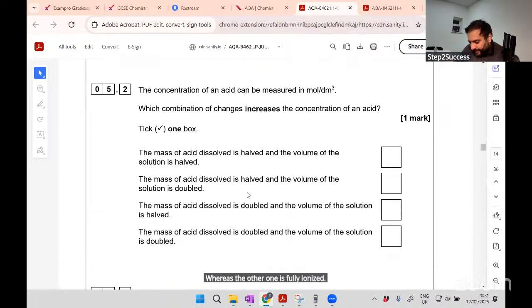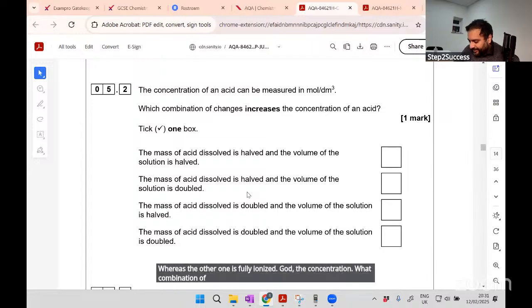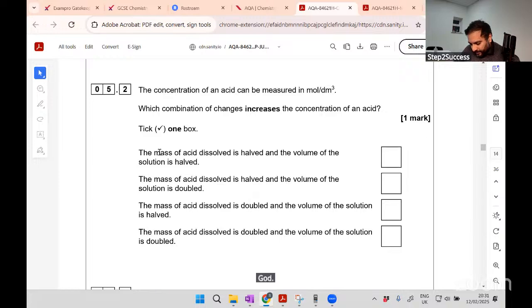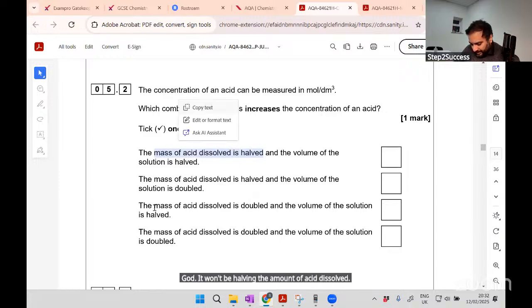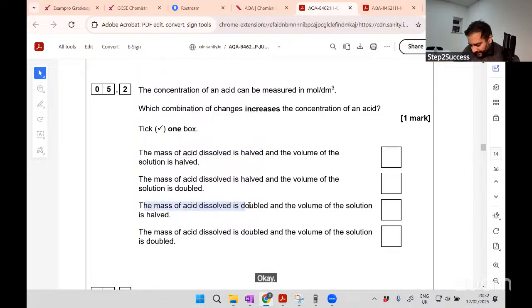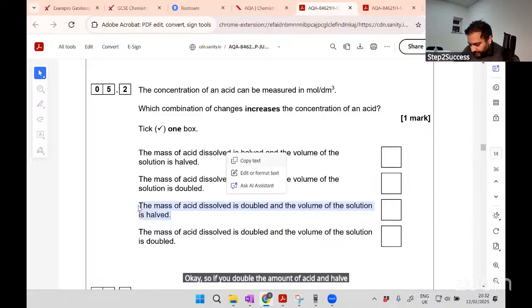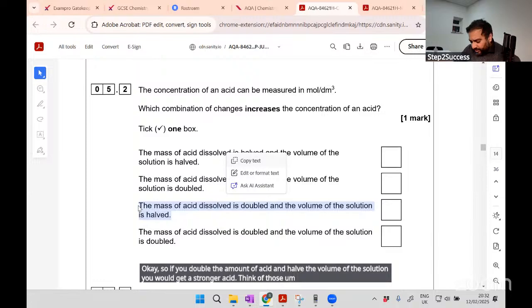The concentration. What combination of changes increases the concentration of an acid? It won't be halving the amount of acid dissolved. If you double the amount of acid and halve the volume of the solution, you would get a stronger acid.